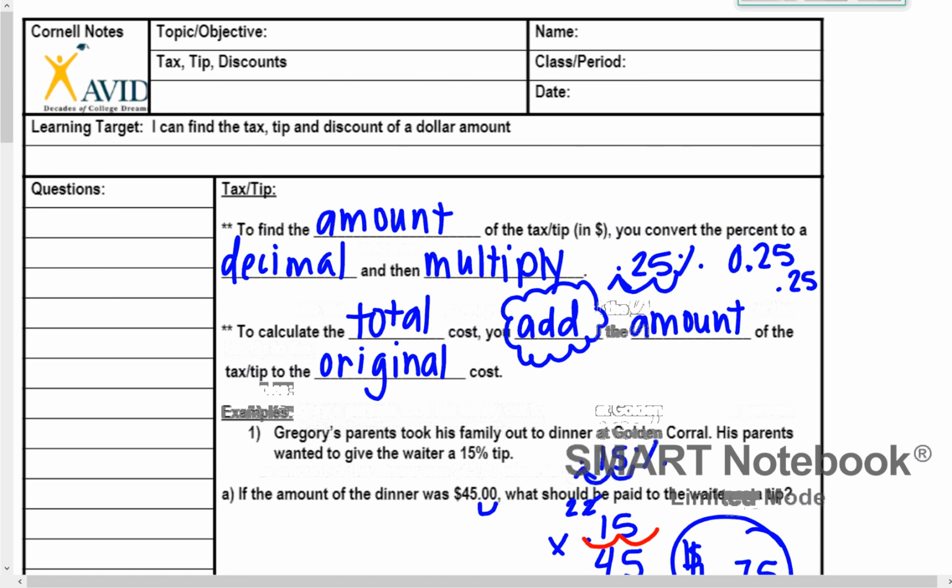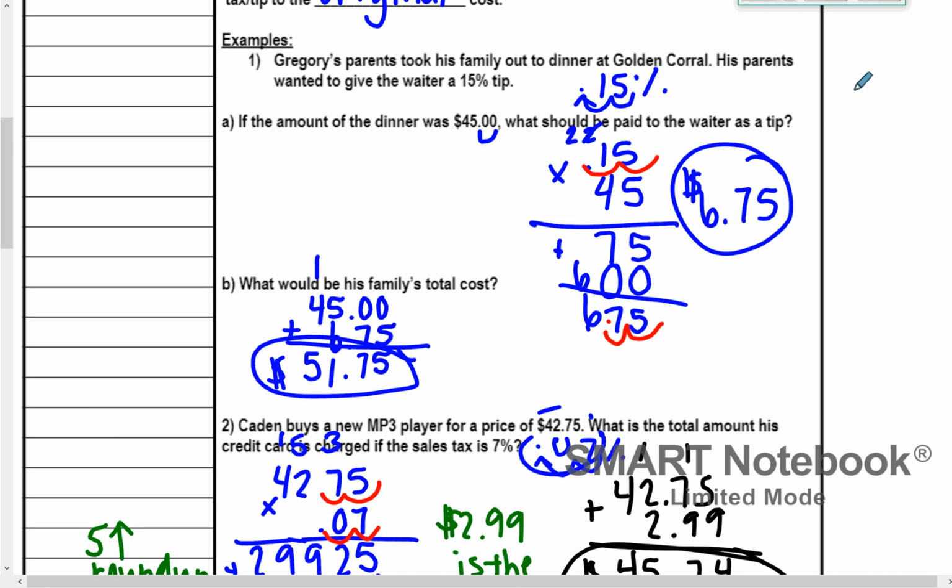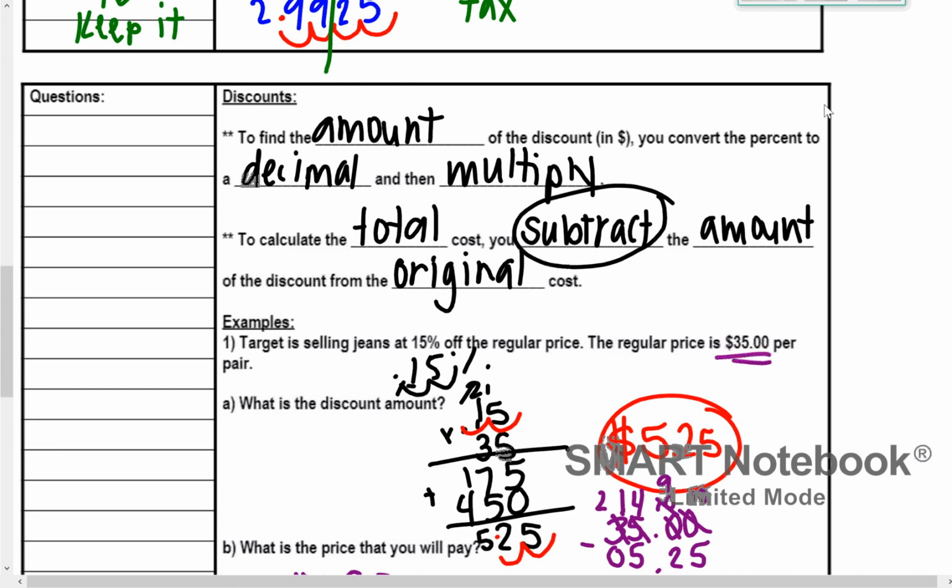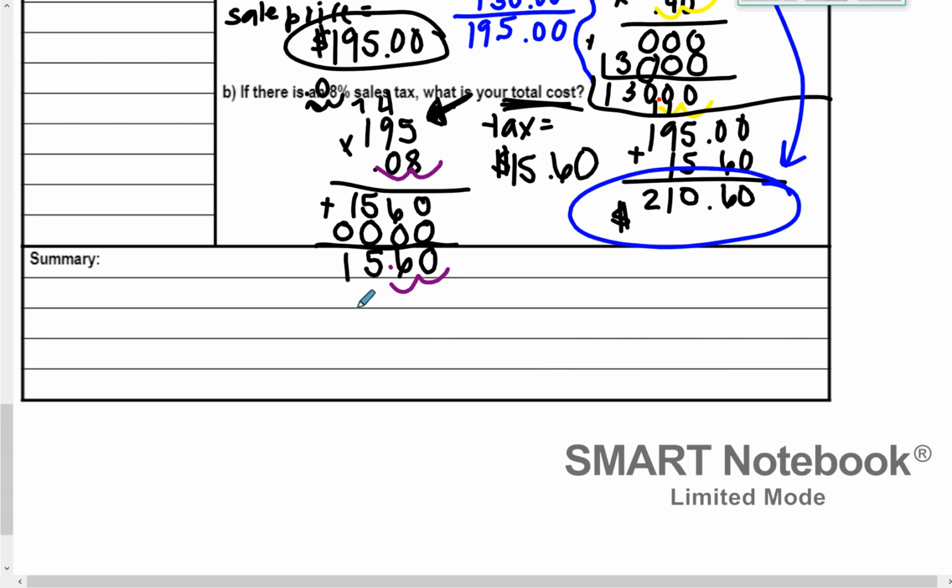As always, if you have any questions, just let me know. Make sure to write your summary down at the bottom, explaining how to find a tax tip or discount. Maybe describe how tax and tip are different from a discount because you add instead of subtract.